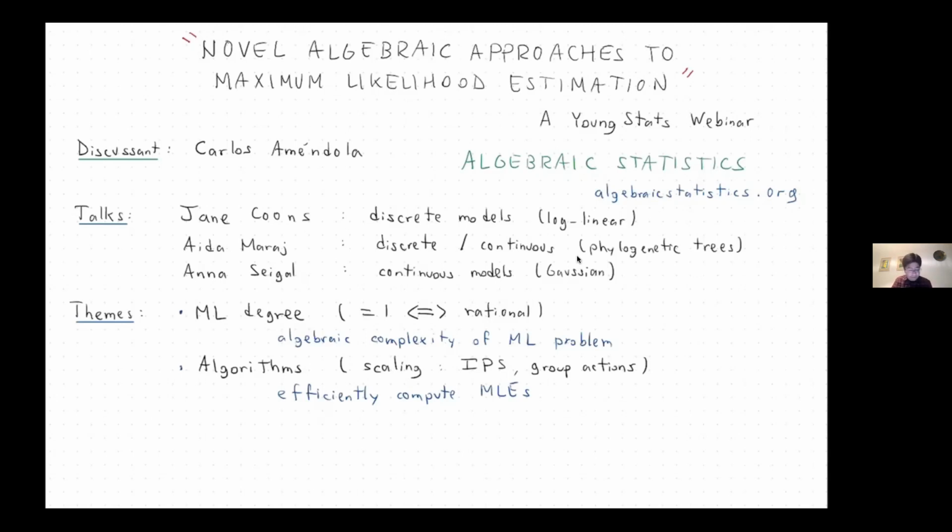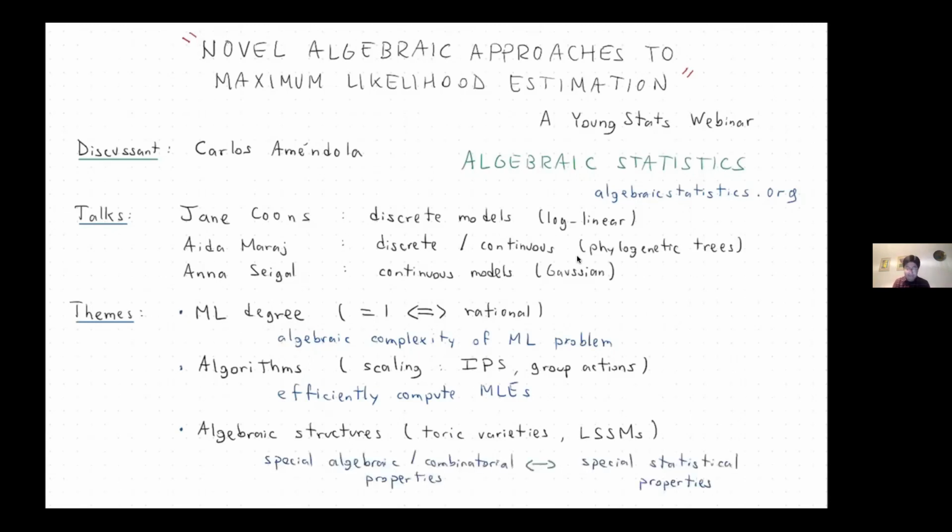And okay, the other theme I wanted to talk about was algebraic structures. So this is just a bit more general. We mentioned toric varieties, which are very well studied, very important in algebraic geometry, in discrete geometry. And this corresponds to the log linear models in statistics. There was a mention, indirectly, of LSSMs, which means linear spaces of symmetric matrices. And okay, there was mention of groups, right? So all of this carries some very nice algebraic structure that is translating to some nice statistical structure.